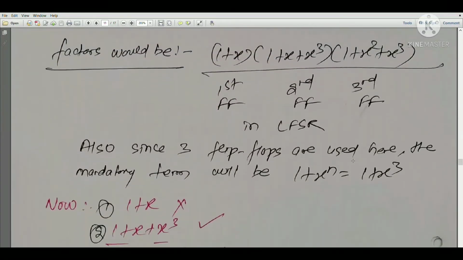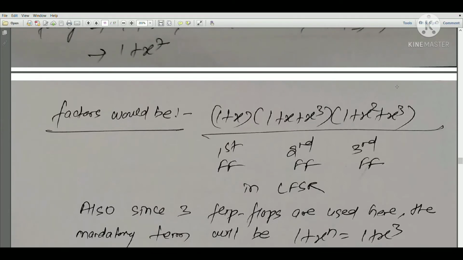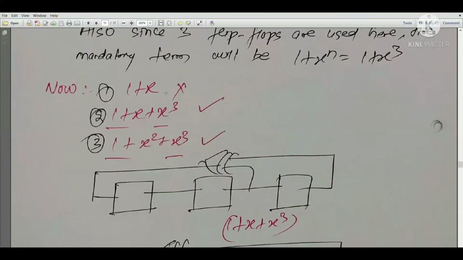Okay, so also since three flip-flops are used here, the mandatory term will be 1 plus x to the power n, that is 1 plus x cube. Now which particular factor is satisfying the idea of 1 plus x to the power 3? 1 plus x is satisfying? No, it is not satisfying. 1 plus x is satisfying? It is not satisfying, because there is no 1 plus x cube. Now 1 plus x cube, here it is having 1 and here it is x cube. Now it is 1 plus x cube. Now 1 plus x square plus x cube, 1 plus x cube is there.